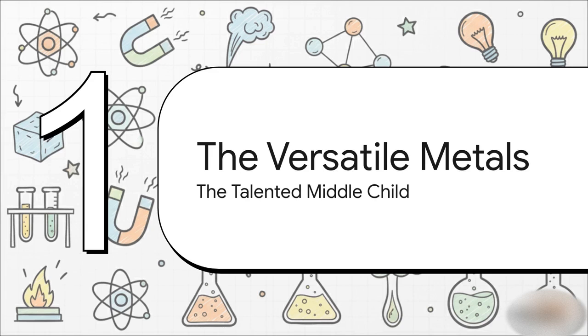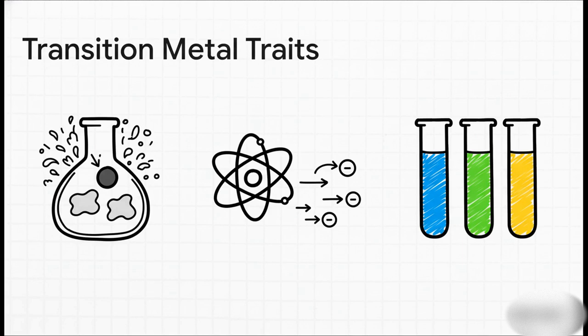Okay, now let's turn our attention to that big block right in the middle of the table, the transition metals. If the alkali metals and halogens are the extreme, dramatic siblings, these guys are the talented, versatile, and often really colorful middle children of the elemental world. So what makes them so special? Well, it comes down to three key things.